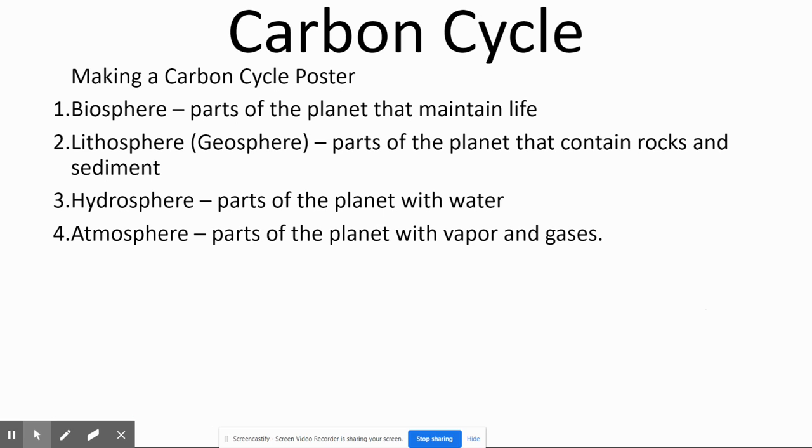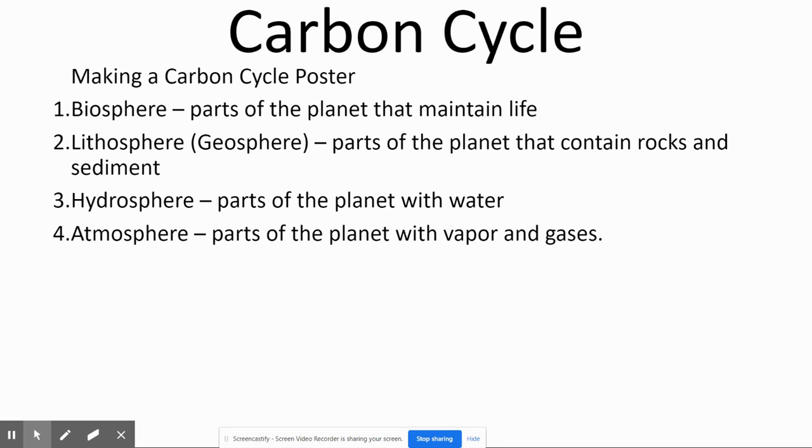All right, so if we were in class, we would make a carbon cycle poster, but I'm actually going to have you do something different. I'm going to have you do that understanding global change with the modeling. I'm going to have you model this poster. But they're basically 4 spheres to the carbon cycle.